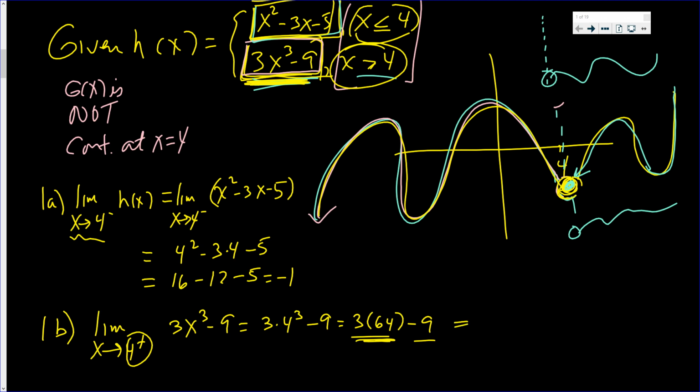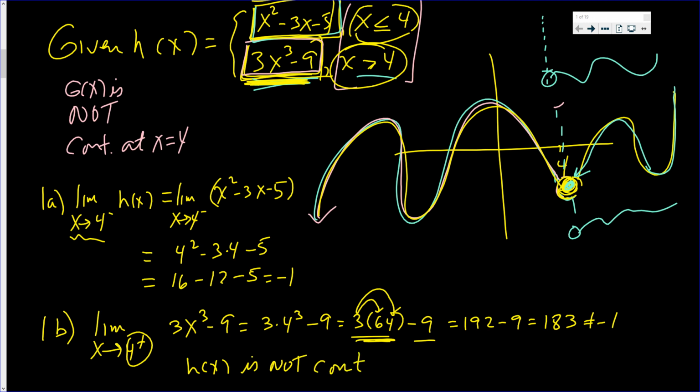You have two options. You can say it's not negative 1. I would accept that. Or you can bother to figure it out. 64 times 3. 3 times 60 is 180, plus 12 more is 192, minus 9, which is 183. Not sure why I put 8. And then I would say that's not negative 1. So h of x is not continuous at x equal to 4.